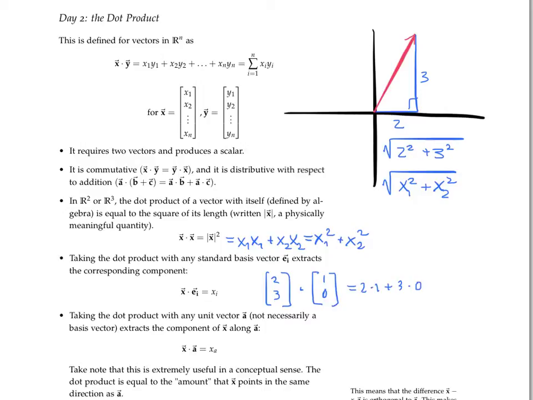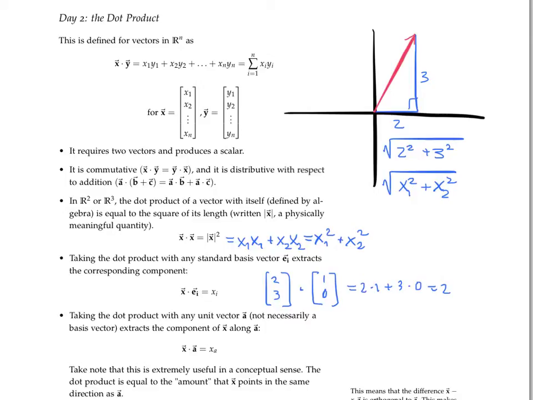We note that by applying the definition, we get 2 times 1, the product of the first two components, plus 3 times 0, which is the product of the second two components. And so we're going to just get 2, which was the original first component in the vector x.